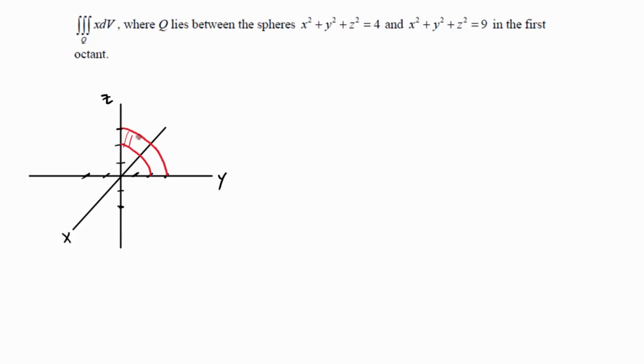You can't usually get away with doing this, but what I'm trying to say is the region we're looking at, Q, is in between those two spheres, right? Because we have such symmetry here, I think that gives me as much information as I need to find rho. If we're in the first octant, it's pretty easy to figure out what the two angles are, right? So let's set up a template integral.